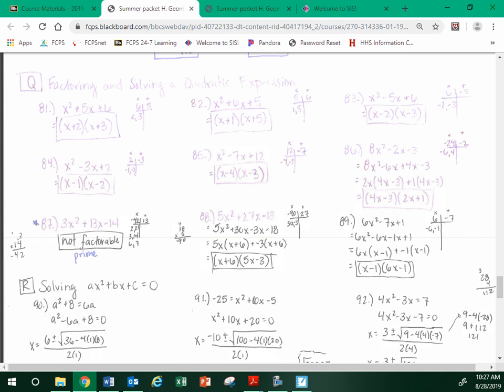Some of us were a little shaky when we had the coefficients in front. You will most certainly see that again a million times this year, and you will definitely see that on your assessments. So make sure you know how to factor these coefficients in front. That's what we just did for our warm-up today.